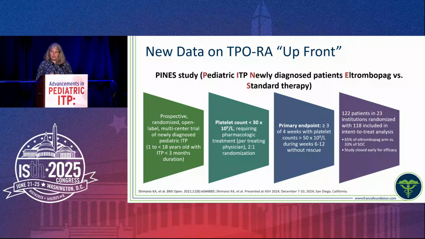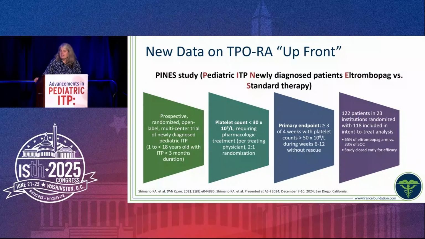It was for pediatric patients 1 to 18 years of age with ITP for less than 3 months. They could be either treatment naive and or have failed a first-line therapy and were needing to go on to subsequent therapy. And we randomized them 2 to 1. And the primary endpoint was greater than 3 of 4 weeks with a platelet count greater than 50,000 during weeks 6 to 12 without use of rescue therapy. And you can see here in this last box that 65% of the eltrombopag arm and only 33% of the standard of care arm achieved that goal. And the study was actually closed early due to meeting the efficacy endpoint.